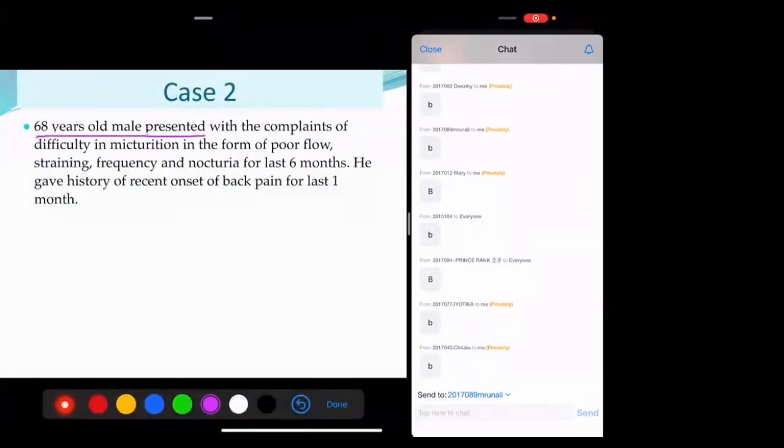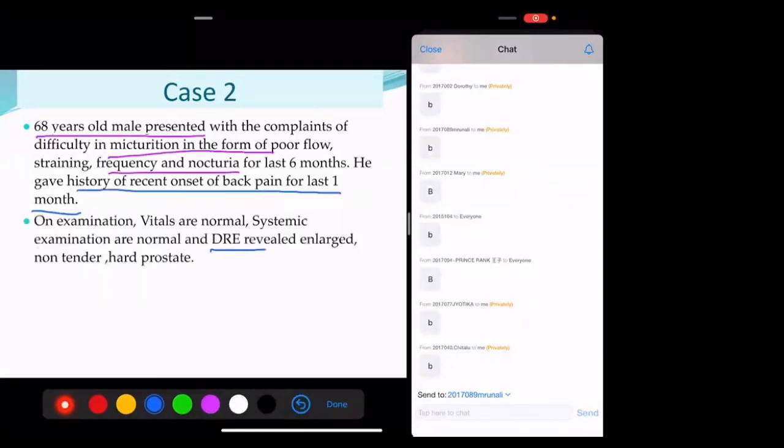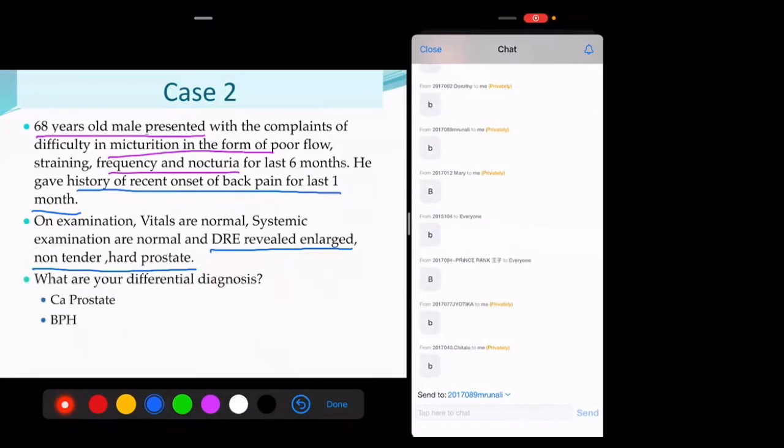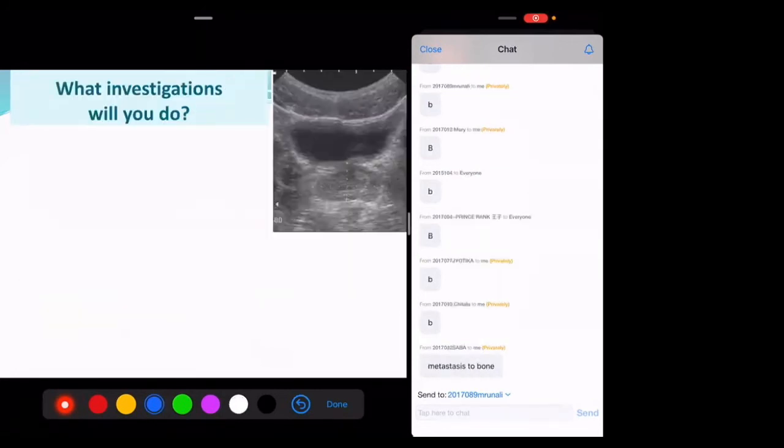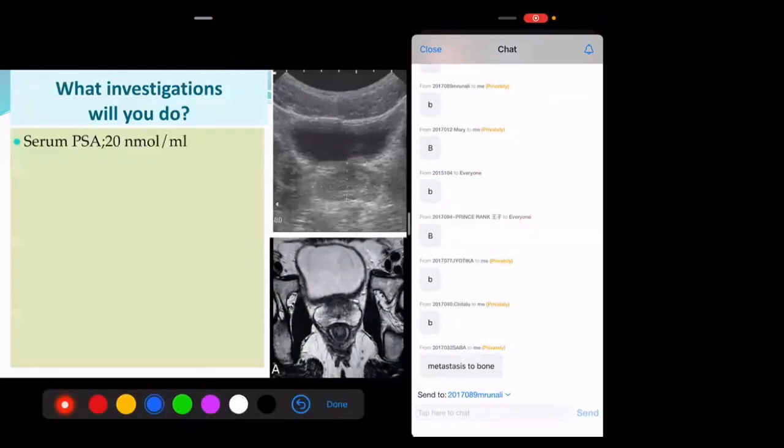68 years old male with LUTS, and see over here, there is a recent onset of back pain for 1 month, right? This is alarming. DRE shows enlarged non-tender hard prostate. So this is very much likely to have cancer prostate. BPH is very rare option. And we did investigations, found PSA is very, very high, 20 nanomole per ml.